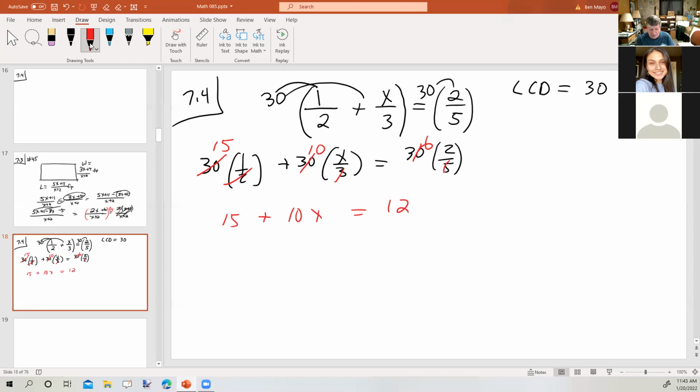So 30 times 1/2, 30 over 2 reduced down to 15 over 1. So I have 15. 30 times x over 3 reduced down to 10 over 1, 10 times x is 10x. 30 over 5 is 6. 6 times 2 is 12. So is everybody okay with how I got rid of the fractions?